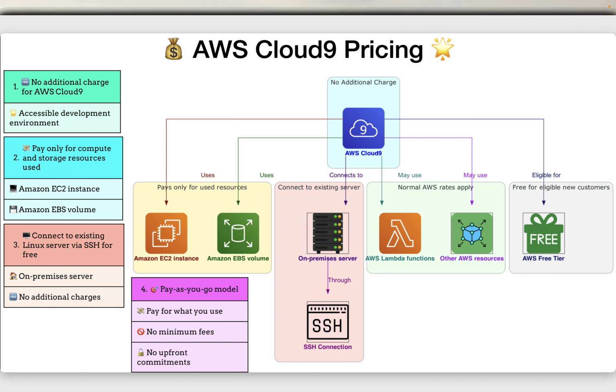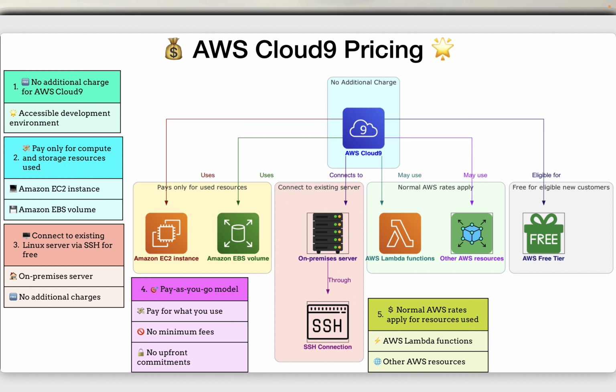With AWS Cloud9, you only pay for what you use as you use it, without any minimum fees or upfront commitments, providing flexibility and cost control. If you create or use any AWS resources, for example AWS Lambda functions, within your AWS Cloud9 environment, you will be charged the standard AWS rates for those resources.